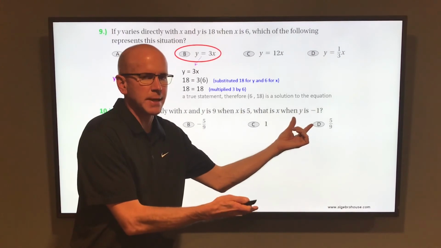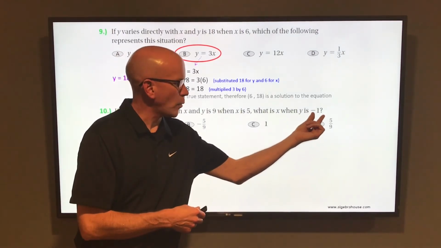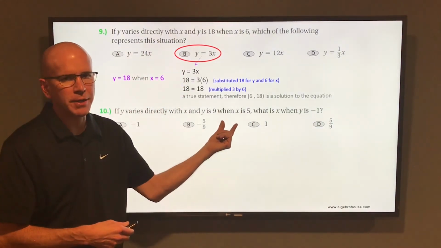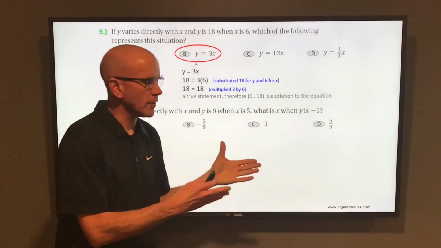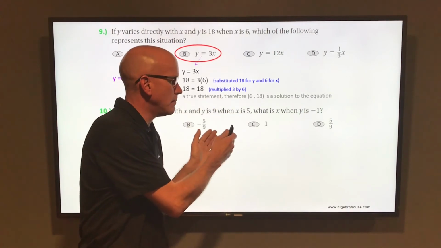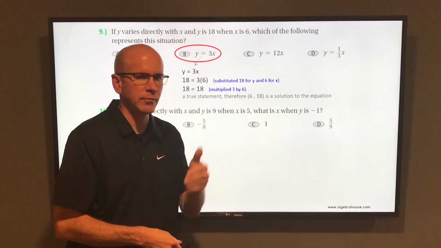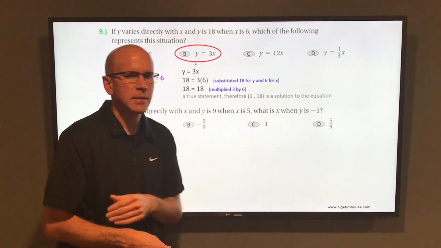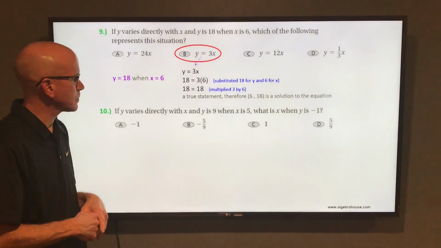Using y equals kx again, put negative 1 in for y, 9/5 in for k, and then solve that for x. So you'd have negative 1 equals 9/5 times x. Then you divide each side by 9/5.